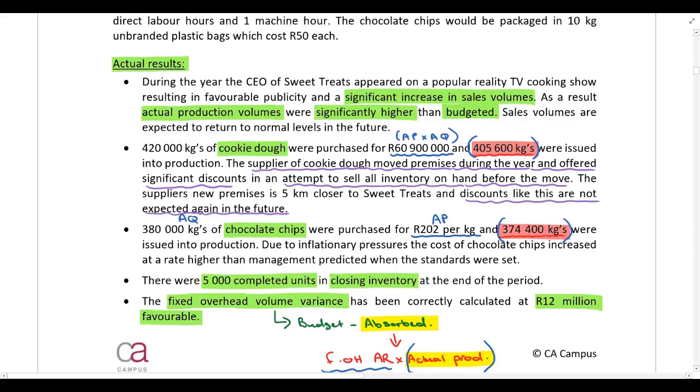and discounts like this are not expected again in the future. So this tells me that the standard is not incorrect. They were not wrong when they set the standard. The standard is also not outdated. This is once off. This is not expected to happen again in the future. So we are not going to go and adjust our standards and revalue inventory. Instead, we are just going to take the variance directly to profit or loss. And because it's a favorable variance, it will be treated as income in profit or loss.